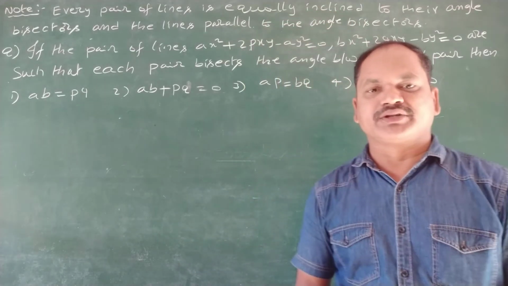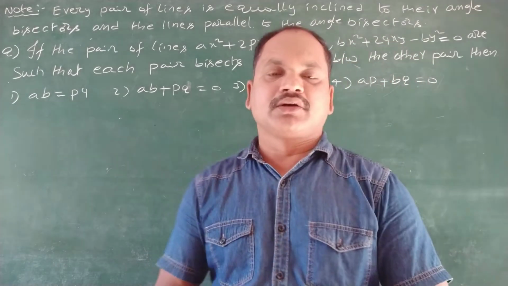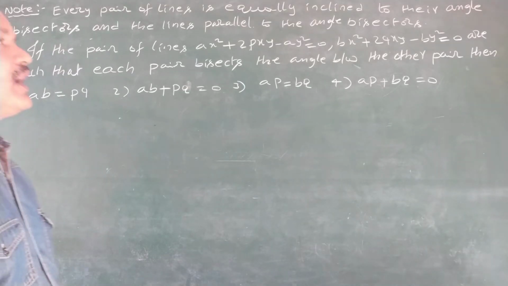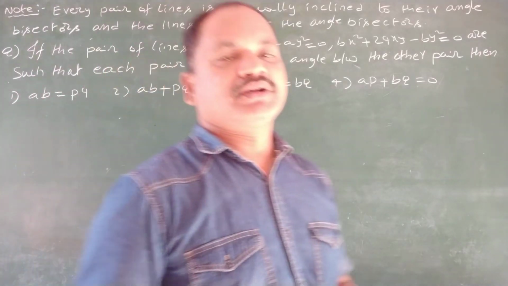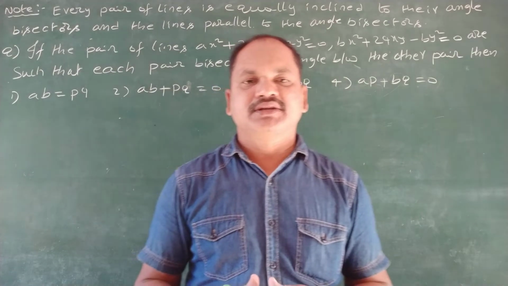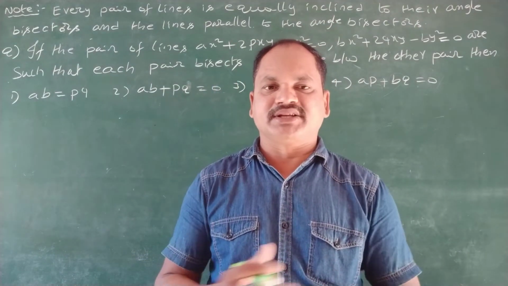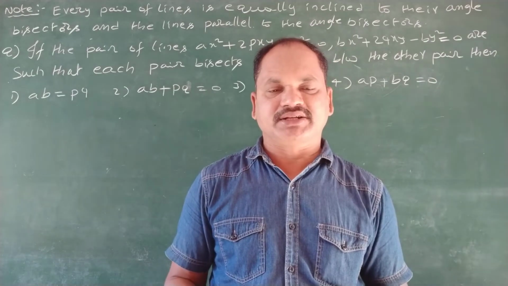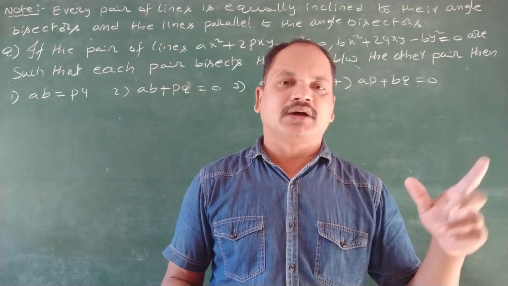Okay, dear students, observe the important note point: every pair of lines is equally inclined to their angle bisectors and the lines parallel to the angle bisector. So that means, suppose you take a pair of lines. For angle bisectors, every line equally inclined to the bisector is parallel to the other bisector.